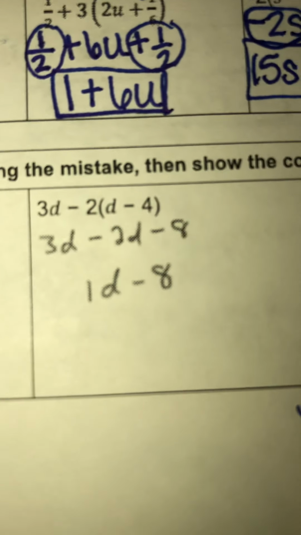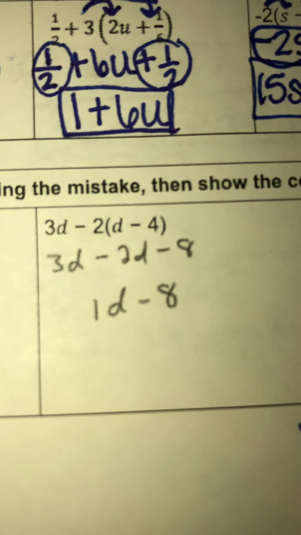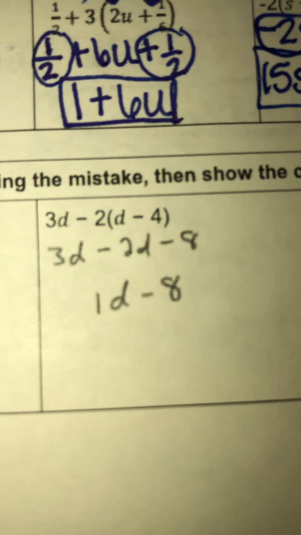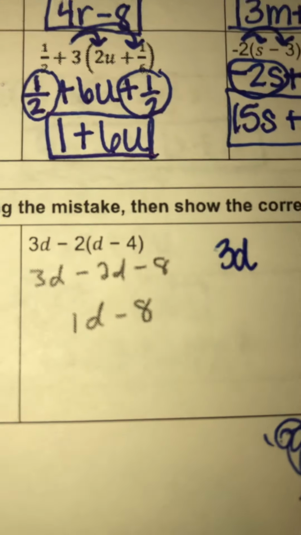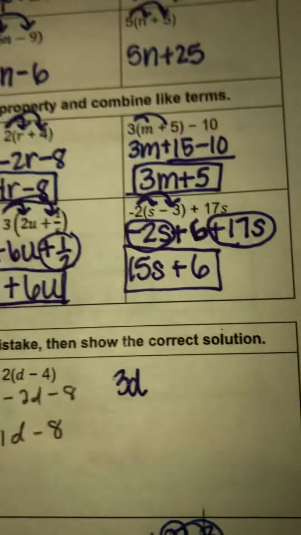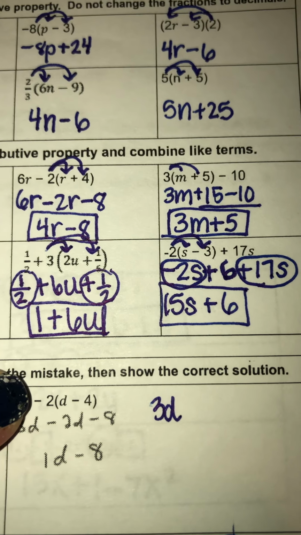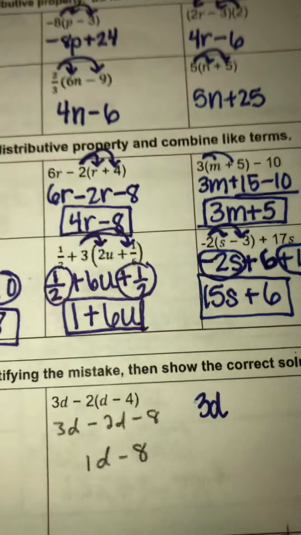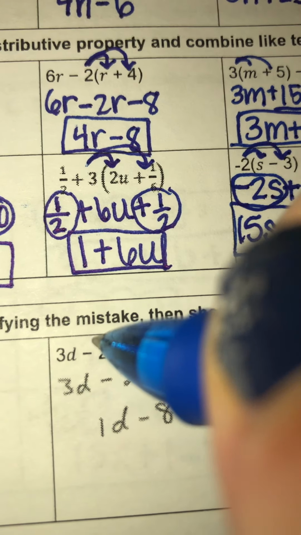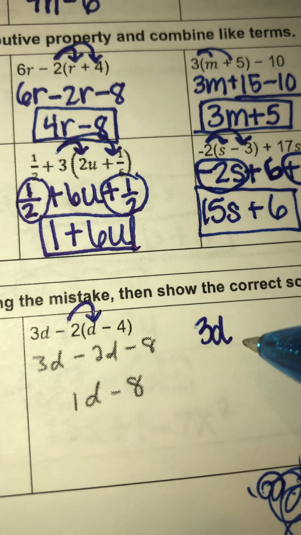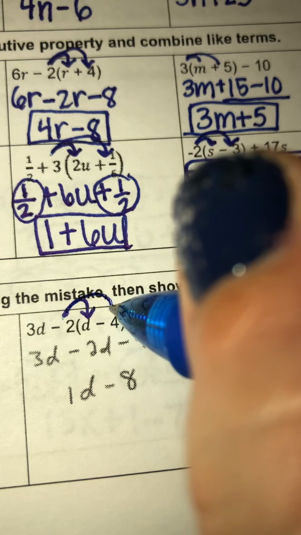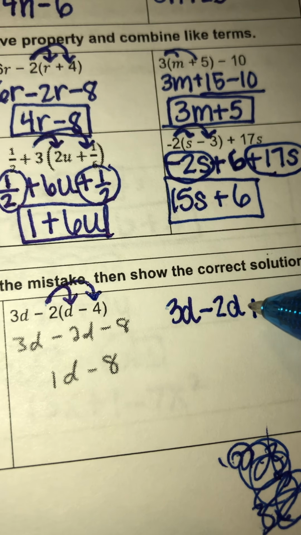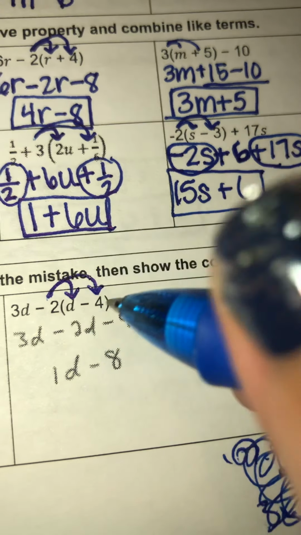Multiply, divide, add, subtract. Alright, so here we go. 3d minus 2 times d minus 4. So I'm going to go ahead and solve it correctly. The 3d is not affected by the parentheses, so I'm going to write that down, 3d. This is a negative 2. If I cover up this 3d with my finger here, that's a negative 2 times d and a negative 2 times negative 4. So this negative 2 times d, negative 2d, and negative 2 times negative 4. That's a positive 8. Be very careful. Negative times a negative is a positive.